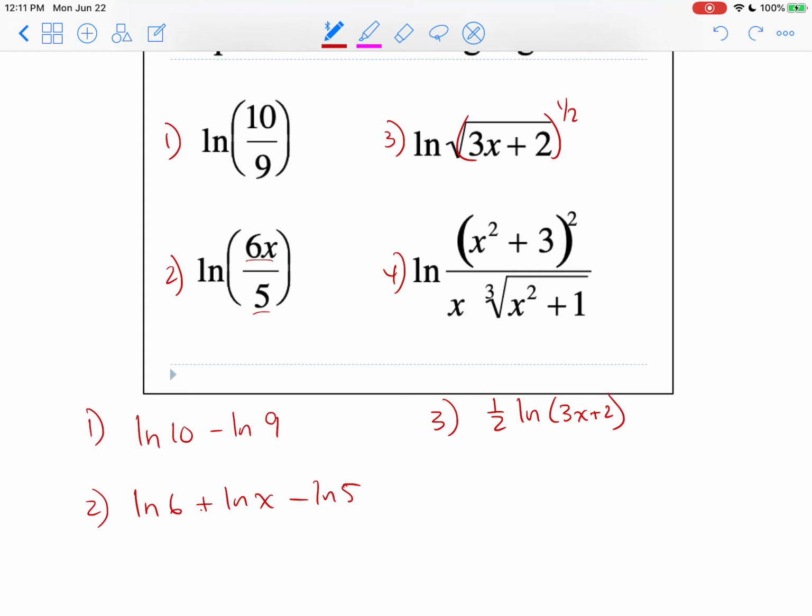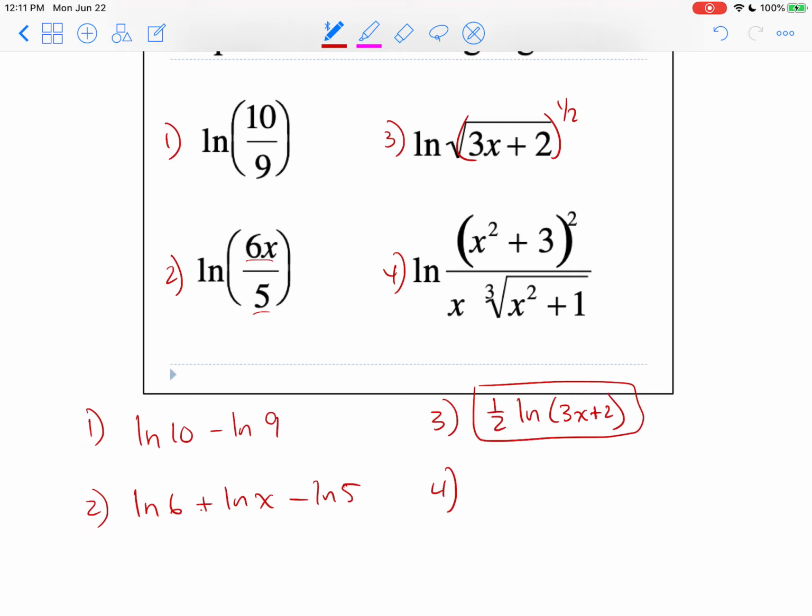I'm adding inside the logarithm. There is no property for that. So this is my final answer. If it was the square root of 3x times 2, then I could expand what's inside here a little bit more, but I'm adding inside the log. There is no property for that.